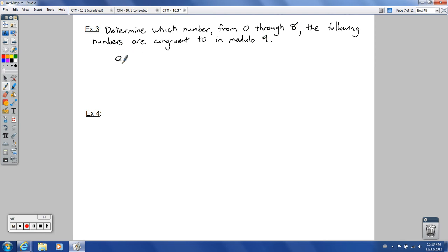So let's do a couple of sub-examples here, or examples within the example. Let's say we had 65. Which number is this congruent to in modulo 9? We have to figure out the remainder, basically. 65 divided by 9 is 7 with a remainder of 2. Therefore, 65 is congruent to 2 mod 9.